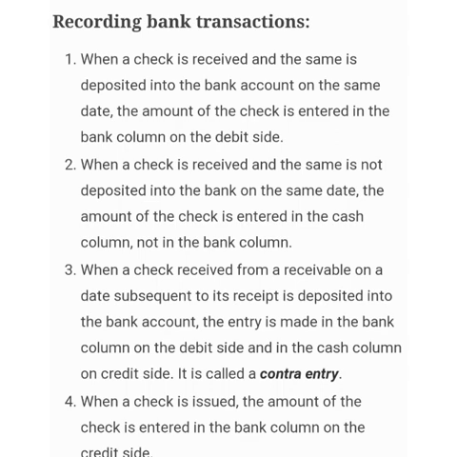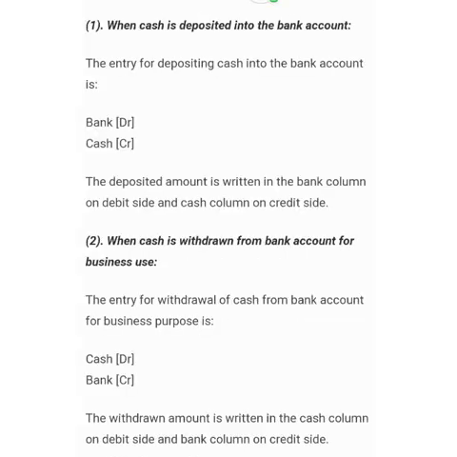Now I am going to give some examples to make the concept thorough. The first transaction is a sum of rupees 10,000 deposited in the bank account. The entry will be bank account debit to cash account. The deposit amount is written in the bank column on the debit side and the cash column on the credit side.